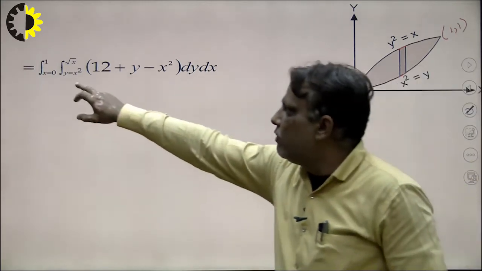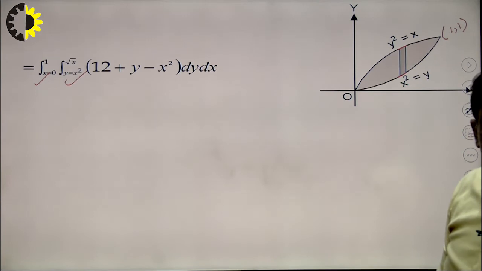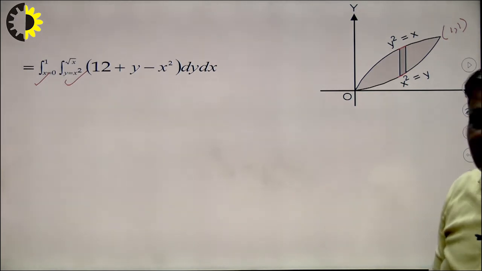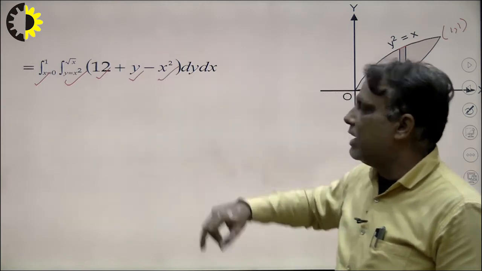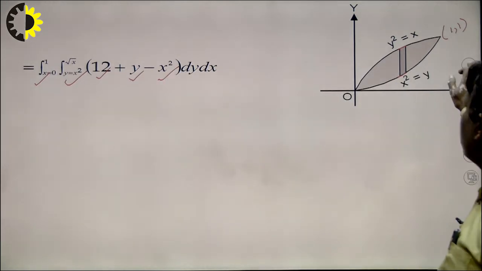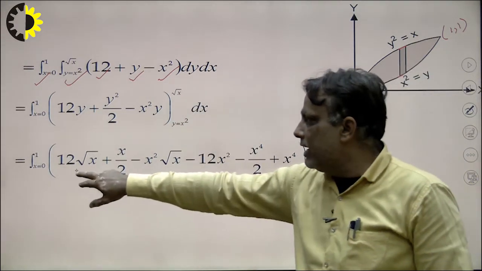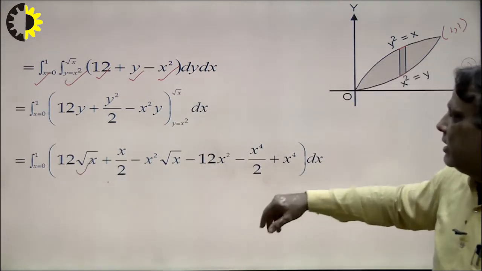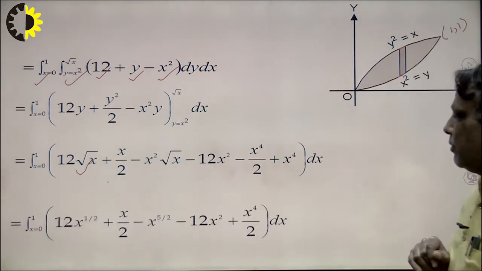This is the limit of y here, and this is the limit of x from the diagram, right? First of all we integrate with respect to y here. So what will be the result? 12y, y square by 2 and x square y, upper limit minus lower limit. So what will be the conclusion here? Upper limit minus lower limit, 12 and root 5 x upon this. So in this way we can find out our problem, right?